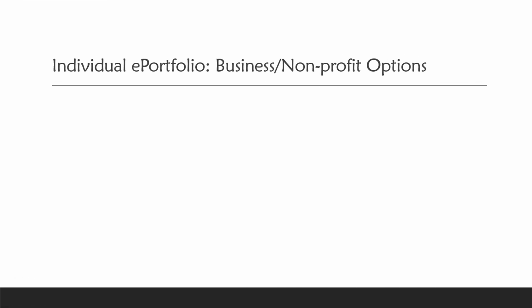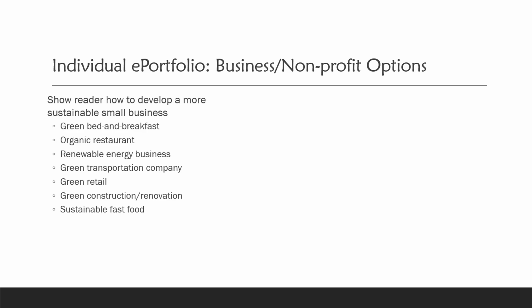Some ideas for business or nonprofit. Remember, what you're doing is you're showing the reader how to develop a more sustainable small business using one of these as an example. Things like a green bed and breakfast, an organic restaurant, renewable energy business, green transportation, green retail, green construction, or sustainable fast food.